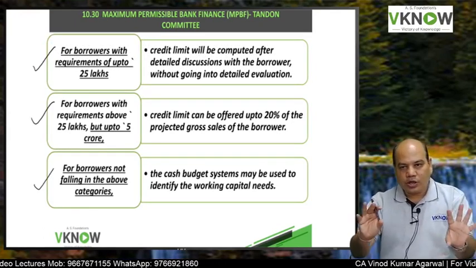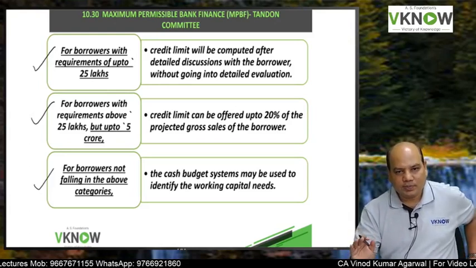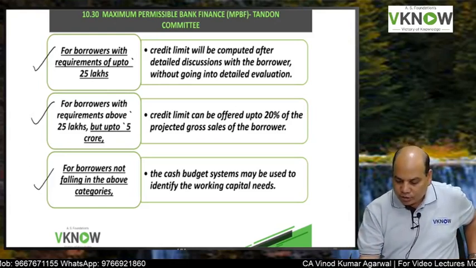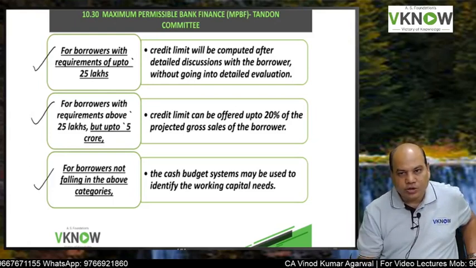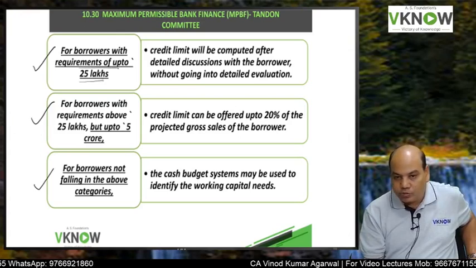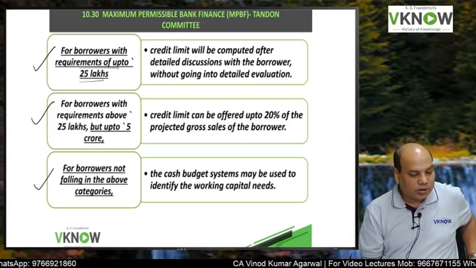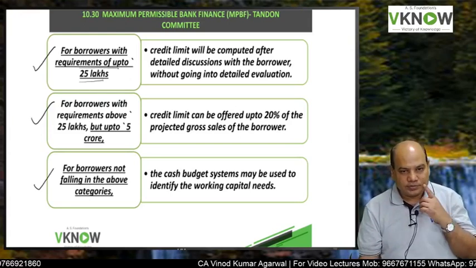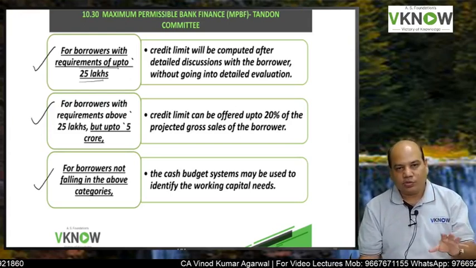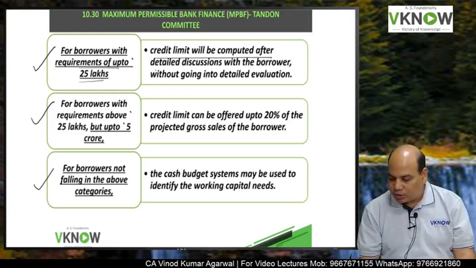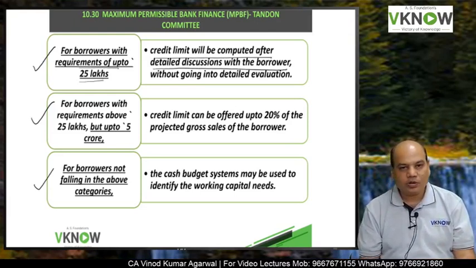So what is the new credit system now? It is very simple compared to MPBF. They are saying you divide the borrowers into three categories. Underline. First, borrowers with a requirement of up to 25 lakh. Underline, borrowers with requirement up to 25 lakh credit. They are small borrowers. So don't harass them too much, okay? Credit limit will be computed after detailed discussion with the borrower.